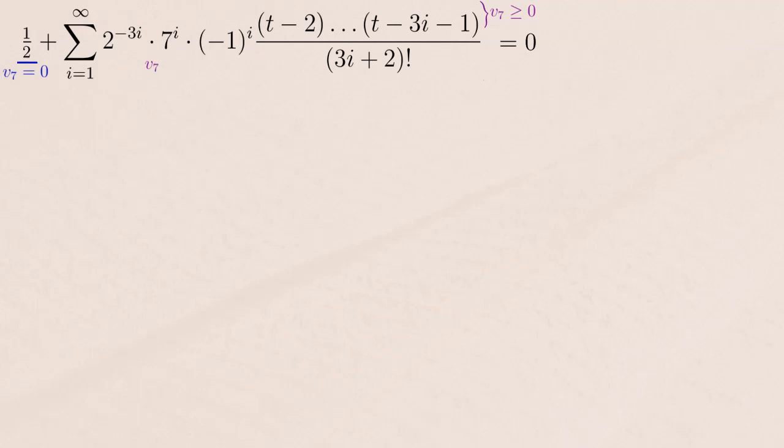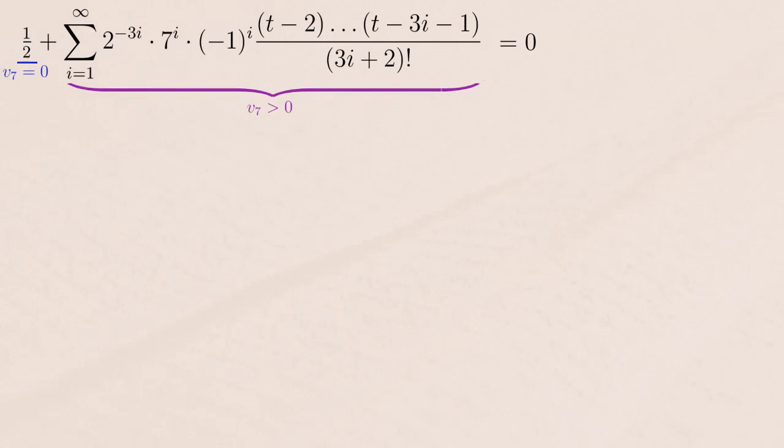v7 of this 7 to the i is just i by definition, and we've just shown that v7 of what's on the bottom of the fraction, (3i plus 2) factorial, is less than i. So in total, we have i or more factors of 7 in the numerator, and less than i factors of 7 in the denominator. That is, in total, this term has positive 7-adic valuation. You can cancel out all the factors of 7 from the denominator and still be left with some in the numerator. Okay, now each of the terms in this sum has positive 7-adic valuation, so by one of the facts I gave you last video, this whole sum has 7-adic valuation greater than 0.